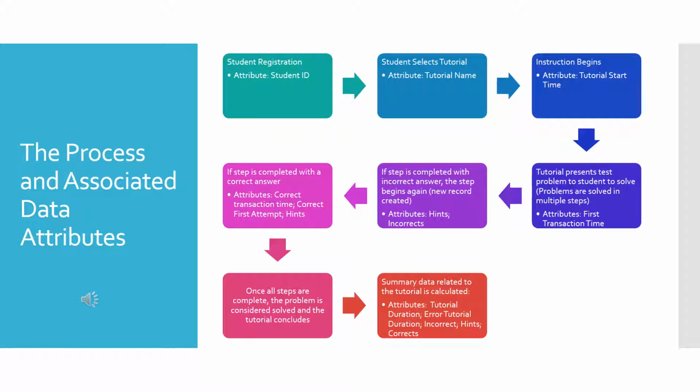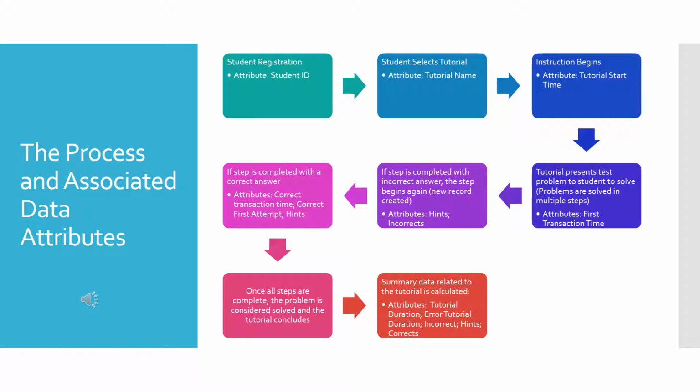And the problem, again, is presented in multiple steps. So the first attribute that we record at that point is the first transaction time, or the first step time, also known as. If the student completes that step incorrectly, the step is represented to the student along with some feedback on things they should have studied or concepts that they should have learned that may help them solve the problem correctly the second time.